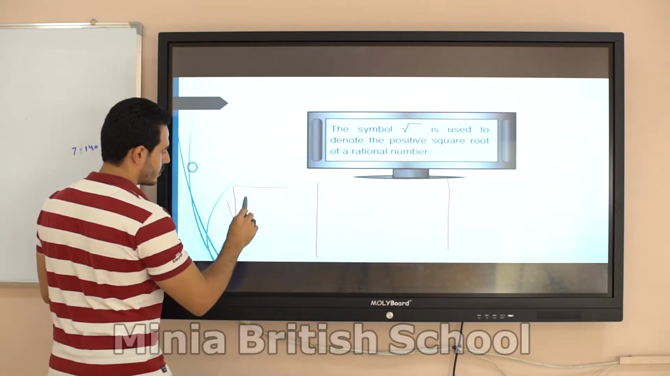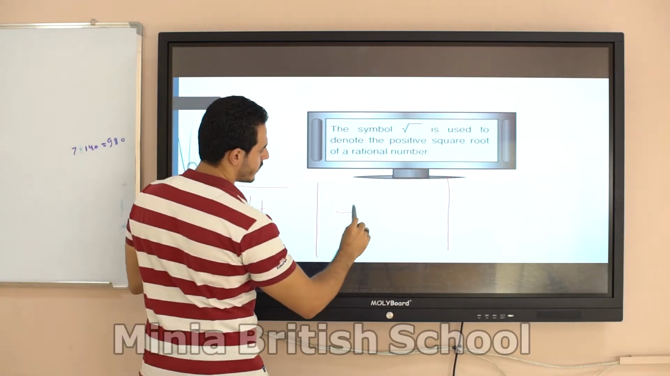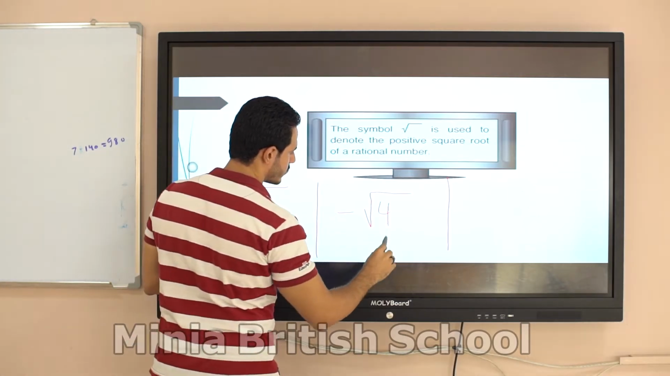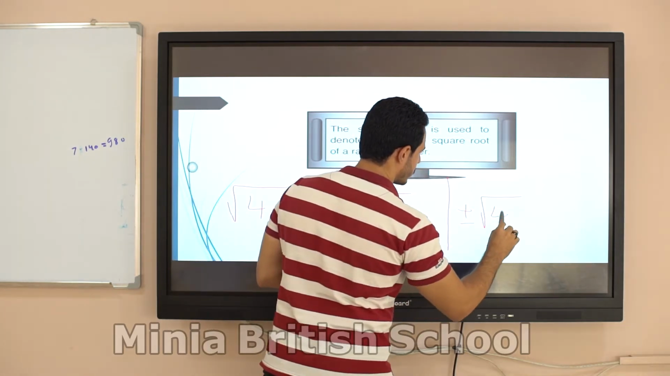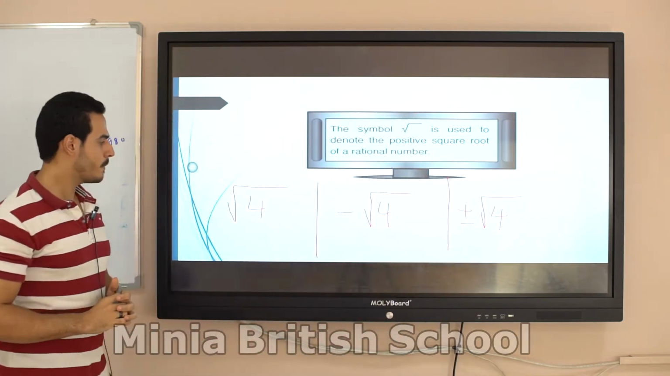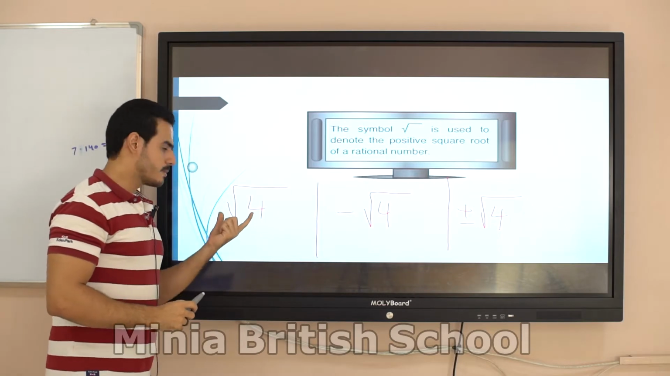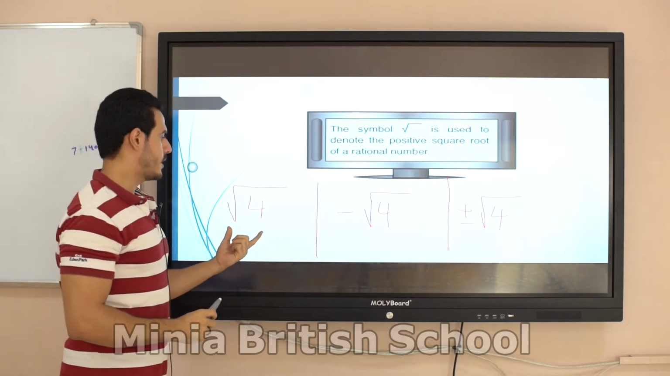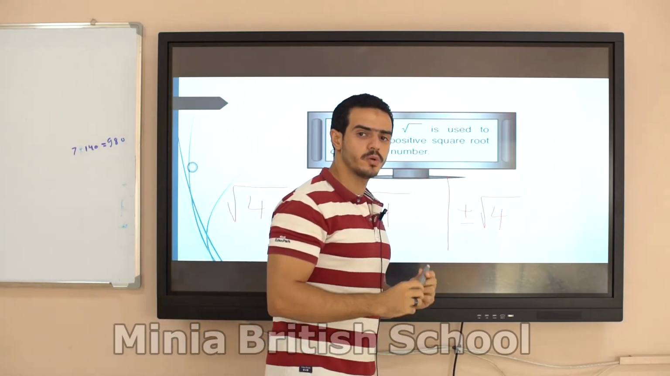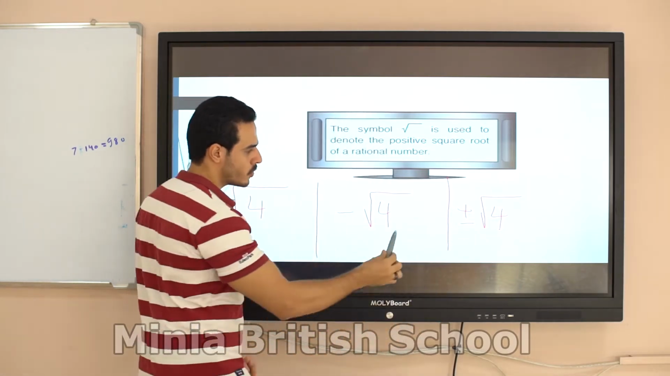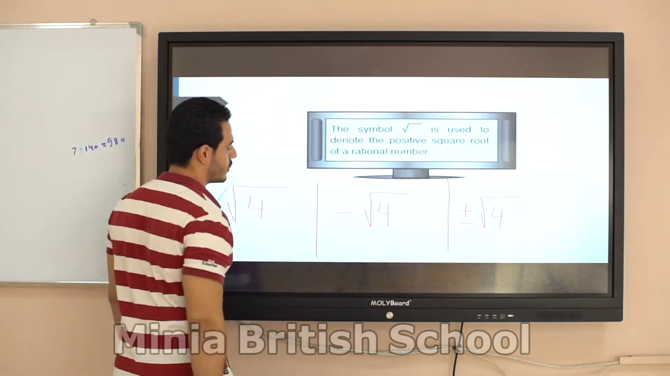Square root 4, negative square root 4, positive or negative square root 4. Okay, this is called the positive square root, and this is the negative square root, and this is the positive or negative square root, or the two roots of square root 4.